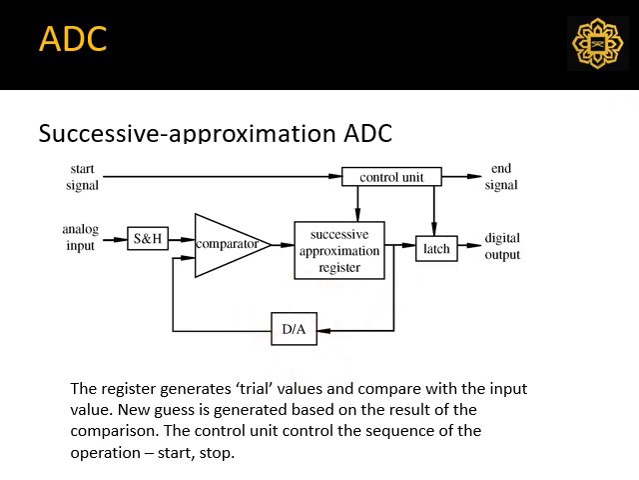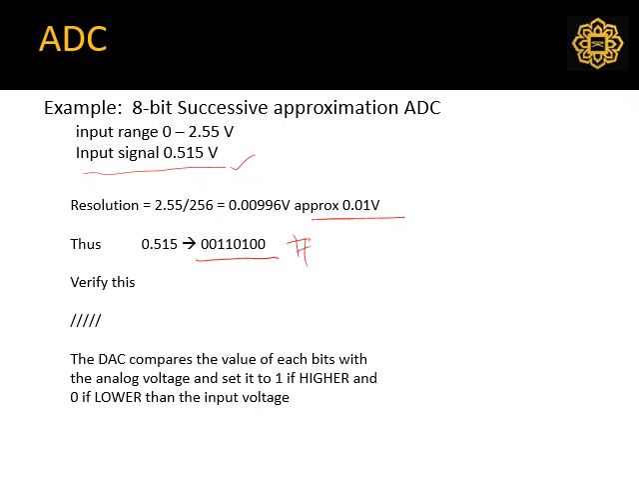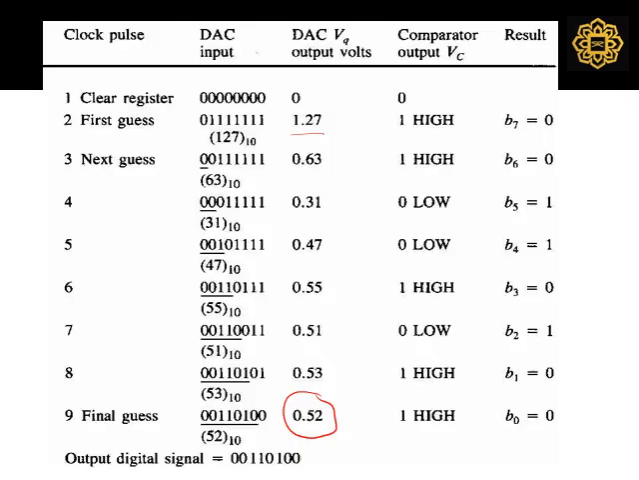Let me show you one example. Let's say you have an 8-bit successive approximation ADC. The input range is 0 to 2.55 volts. The input signal is the thing that you have to convert into digital, so with your 8 bits, it will be like this. How to do that? Let's try one cycle of operation. Initially you clear all the registers, so now everything is 0.